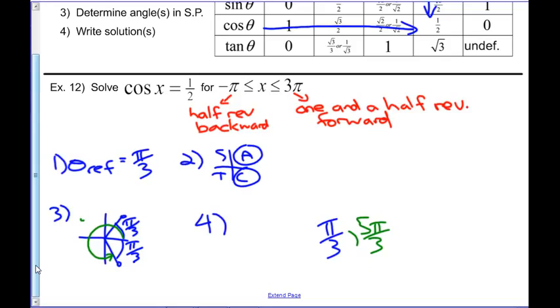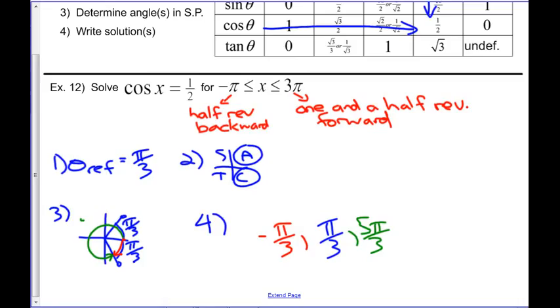Now, it also asks us to consider going backwards half a revolution. So if I start here and go backwards half a revolution, am I going to run into any solutions? Bang, right there, we run into one. What is that angle? If I've traveled backwards pi over 3, that's the angle, negative pi over 3.